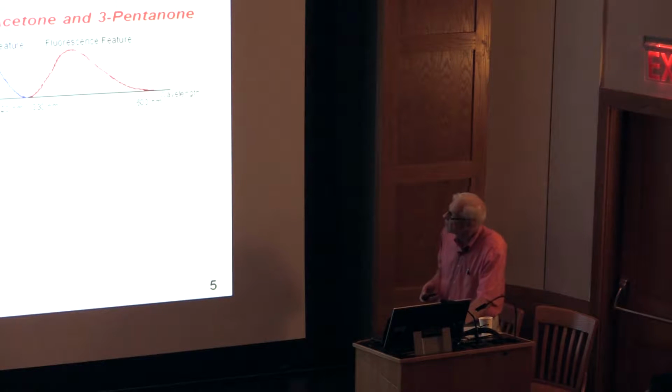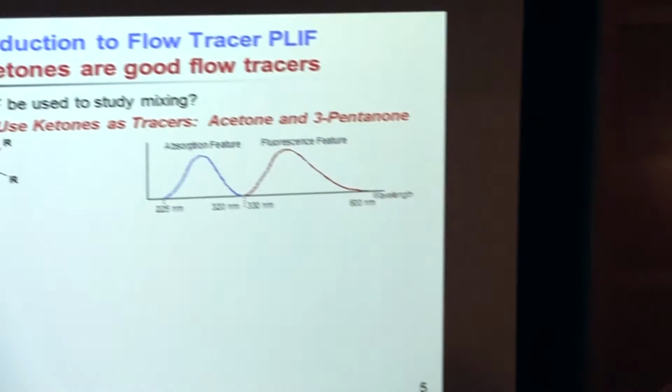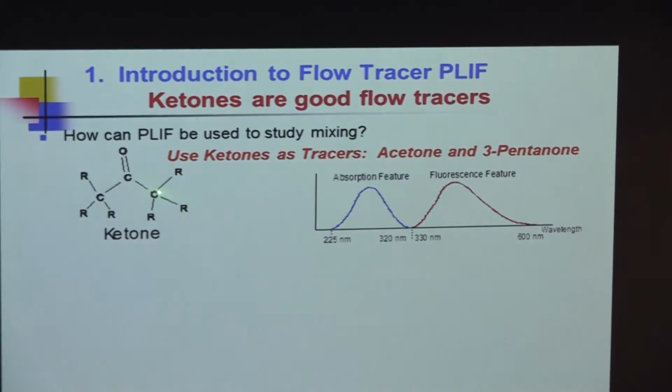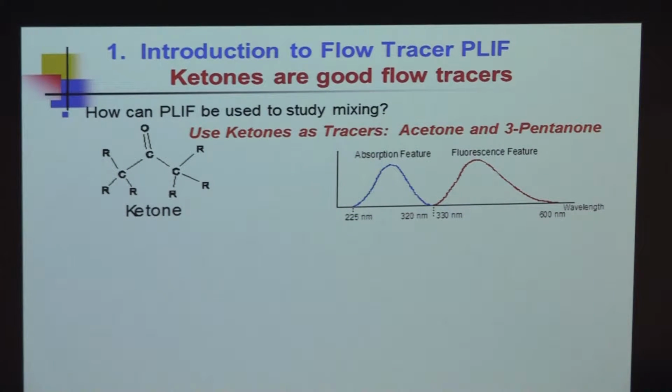So how can we use PLIF of tracers? Here's our ketone molecule, and here's the absorption spectrum of that molecule. It's somewhat temperature sensitive, but this is probably room temperature. It has a peak absorption around 260 nanometers, which happens to correspond to an available wavelength from a quadrupled YAG laser. The YAG laser emits light at 1.06 microns, but you can do frequency quadrupling, and out comes light at about 260.